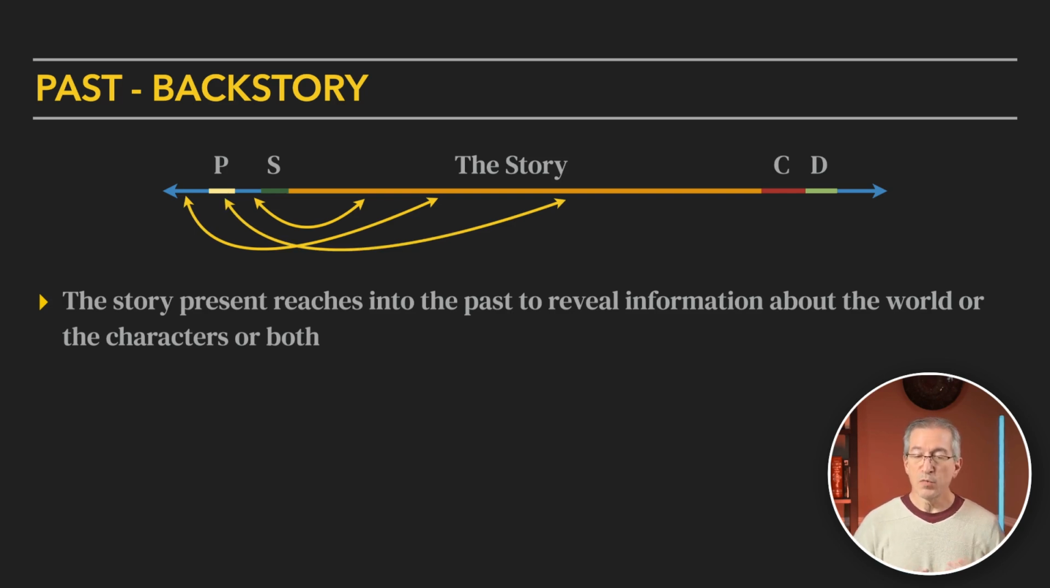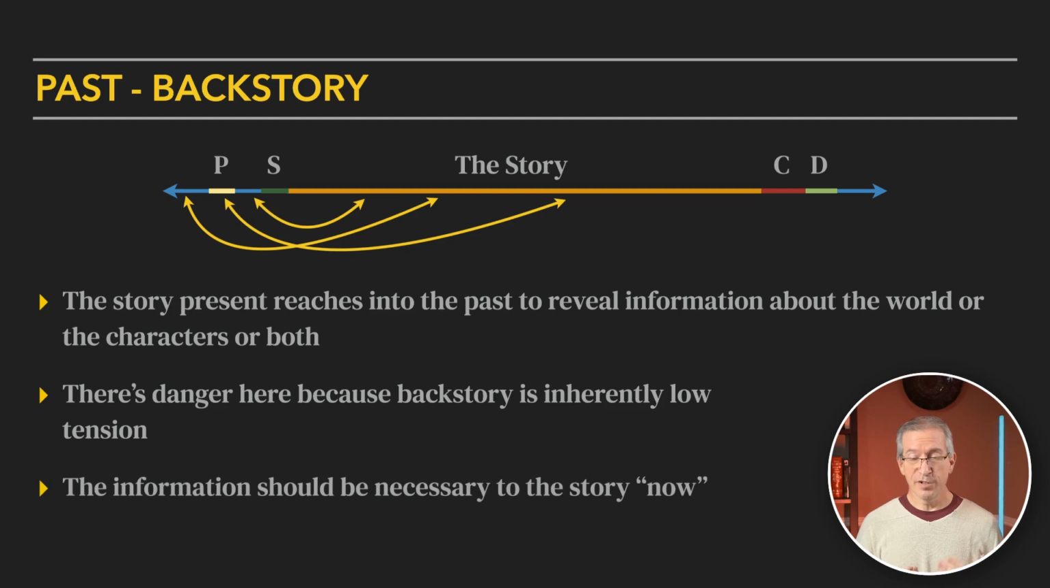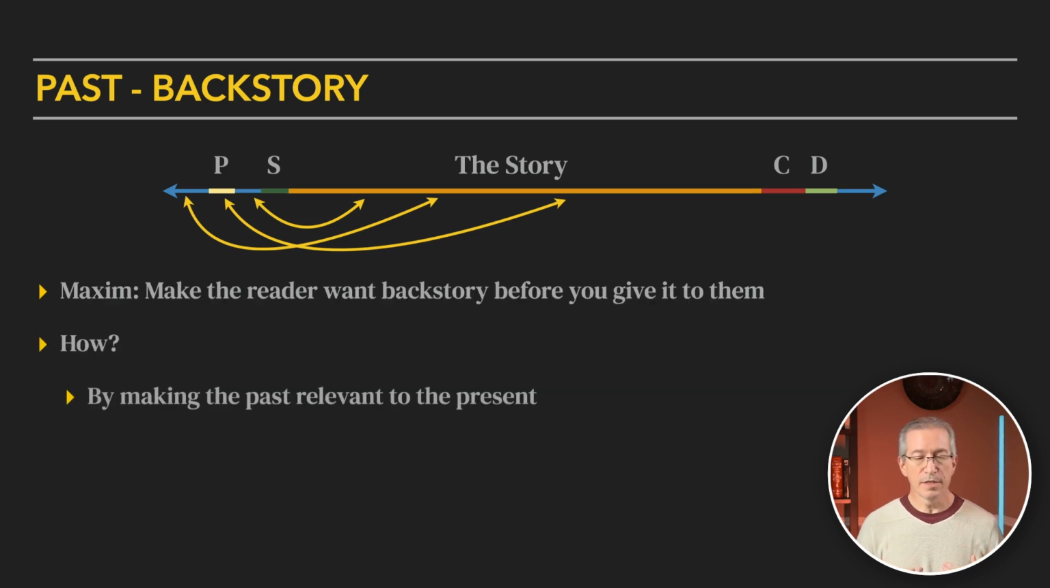The story reaches into the past to reveal information about the world or the characters or both. There's danger here because backstory is inherently low tension. The information, as I've harped in my other videos, should be necessary to the story now. The rule I like to use is make the reader want the backstory before you give it to them. How? By making the past, whatever it is, relevant to the present.